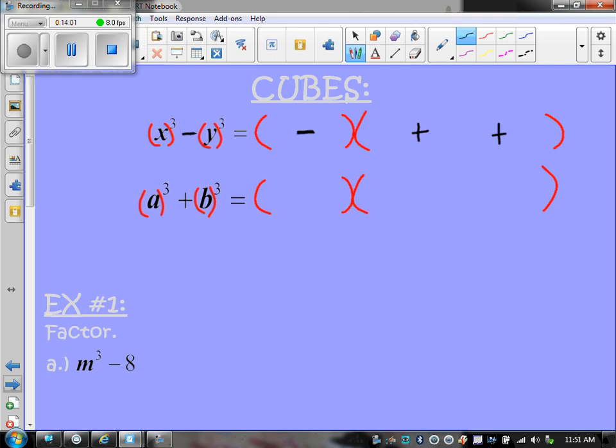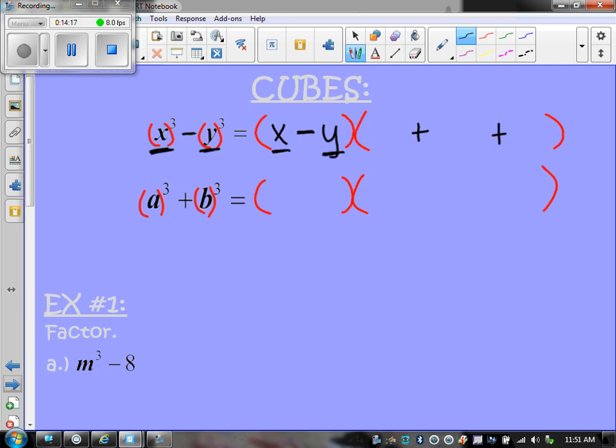Okay? This first one is going to be my first term. So if I have an x in the first part, I'm going to have an x here. My second one is going to be my second term. So if my second term is y, then I have a y that goes right there. So I have my first term, I have my second term.